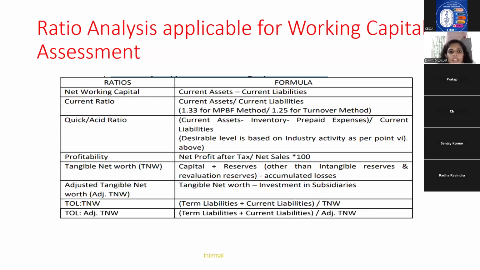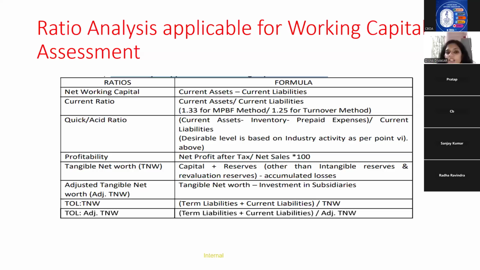Net working capital means current assets minus current liabilities. Current ratio means current assets divided by current liabilities. In case of MPBF, maximum permissible bank finance method, we go for 1.33, and in case of turnover method, 1.25. Then quick ratio is simple. From the current assets, we will reduce inventory and prepaid expenses, and then we will go for the denominator as current liabilities.